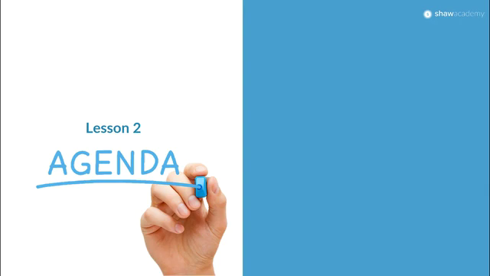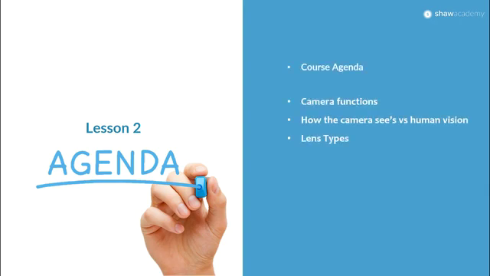Okay, so we are going to have a look at how the camera sees versus human vision as well. This is a very important distinction to make, because how we see versus how our cameras see is very, very different, and this is going to be very important when it comes to understanding different types of lenses. And I know you've got loads and loads of questions about lenses, but we'll be hopefully answering some of those a little bit later on in the lesson.